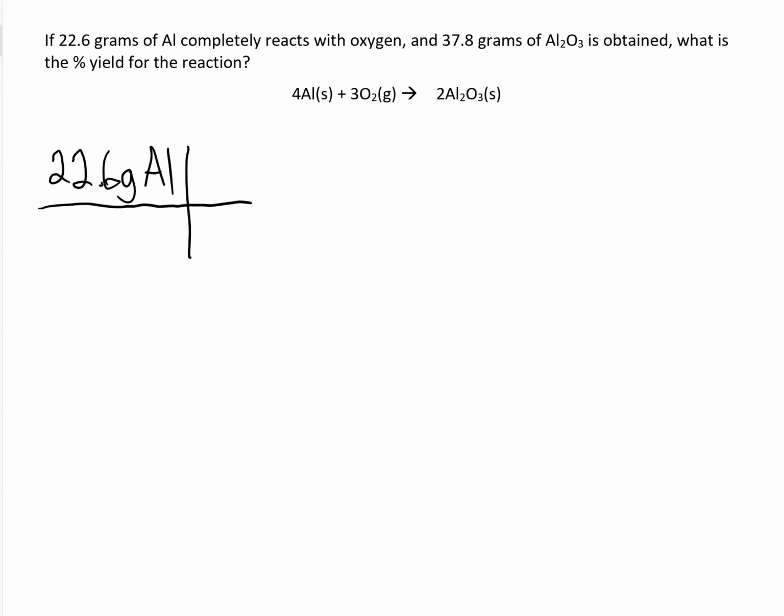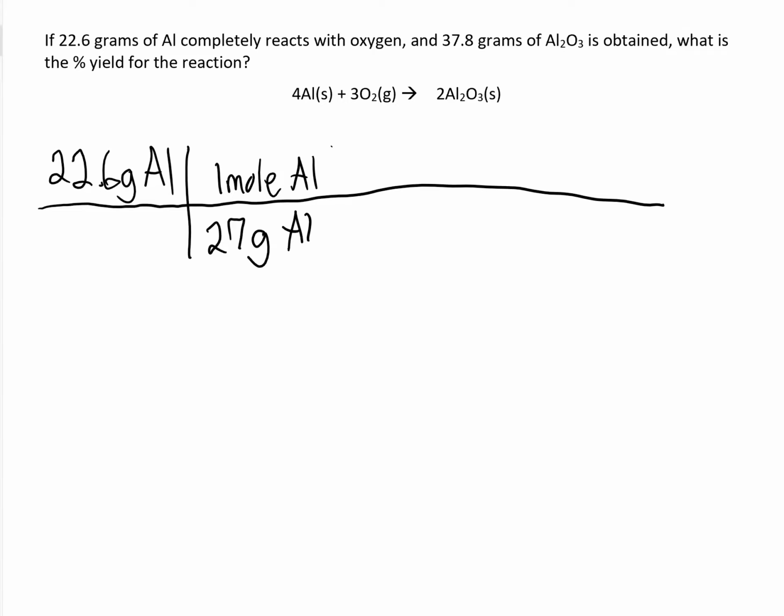Next, we got to go to moles. Should be a repeating pattern here. We're going to moles. So how many grams of aluminum do you need for a mole? Well, about 27 grams. Again, that comes from looking at the periodic table. So 27 grams of aluminum is the same as 1 mole of aluminum.